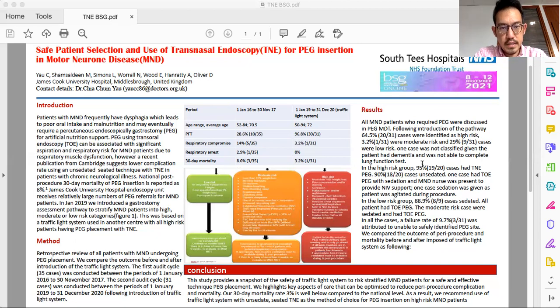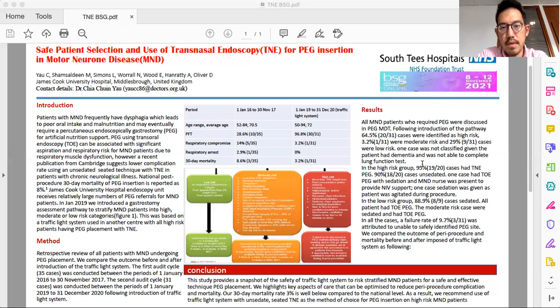The study provides a snapshot of the safety of the traffic light system to re-stratify MND patients for a safe and effective technique of PEG placement. We highlight key aspects of care that can be optimized to reduce peri-procedure complications and mortality. National post-procedure 30-day mortality of PEG insertion is reported as 8%. Our 30-day mortality rate, 3%, is well below the national level.